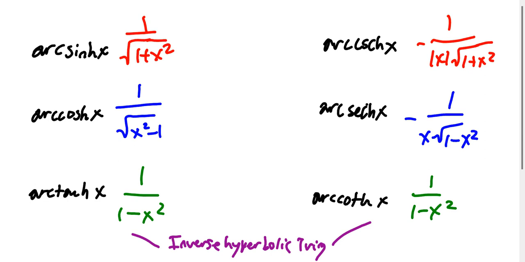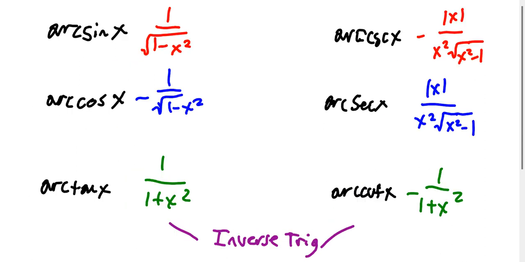Arc cosech x is negative 1 over the absolute value of x times the square root of 1 plus x squared. And then the derivative of arc sech x is negative 1 over x times the square root of 1 minus x squared. And then as we went over arc coth x, the derivative of that is 1 over 1 minus x squared. So those are all of your trig derivatives that you will find.